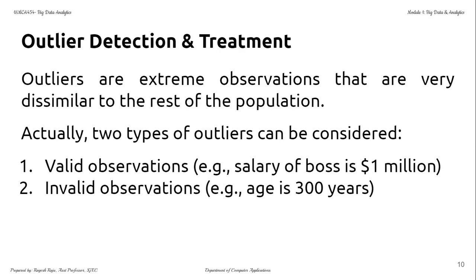So this is something called a valid observation. This can happen in most of the cases. The second one is invalid observation. We take an example of age is 300, which is not practically possible. So this means that it is invalid. The particular observation or the particular outlier value is invalid, which is not possible at all.